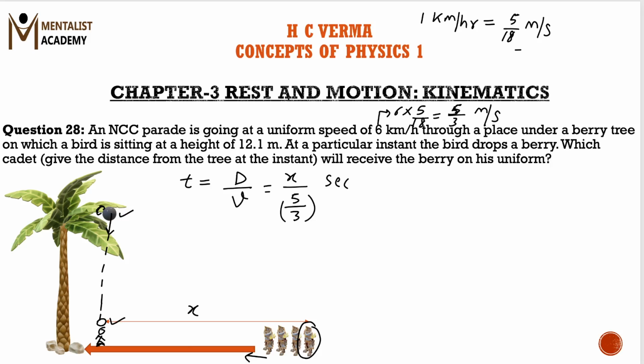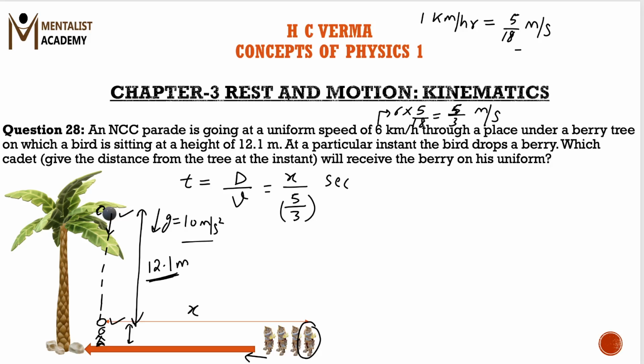Now this height is given as 12.1 meters. I am neglecting the height of the man actually. In the question the height of the man is not given, so I am neglecting this height, and I am considering the height of the tree as the height which the berry falls. So this is 12.1 meters, and the berry is falling under the action of gravity, that is g is equal to, I am taking g as 10 meter per second square.